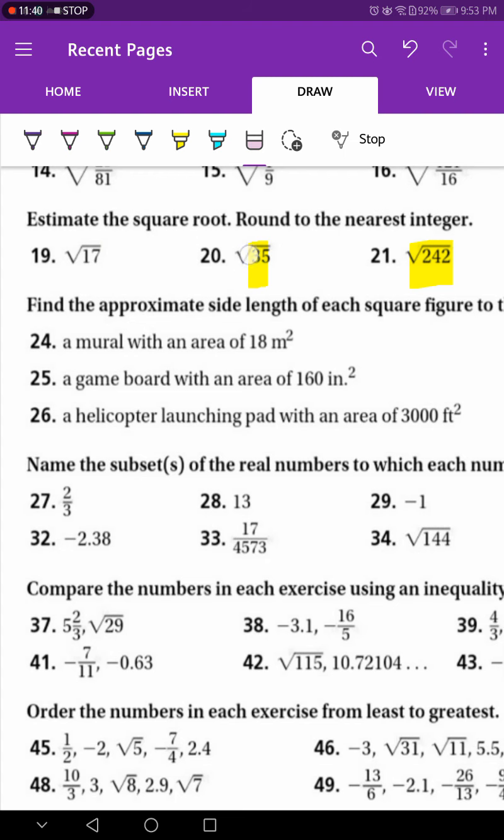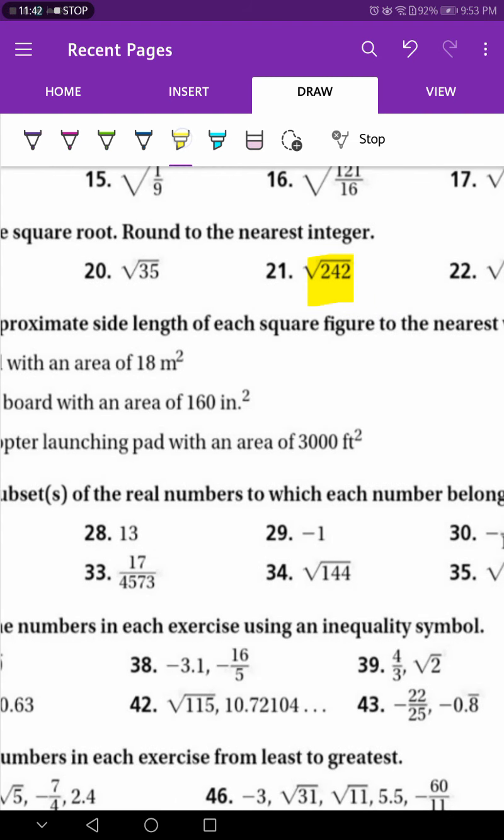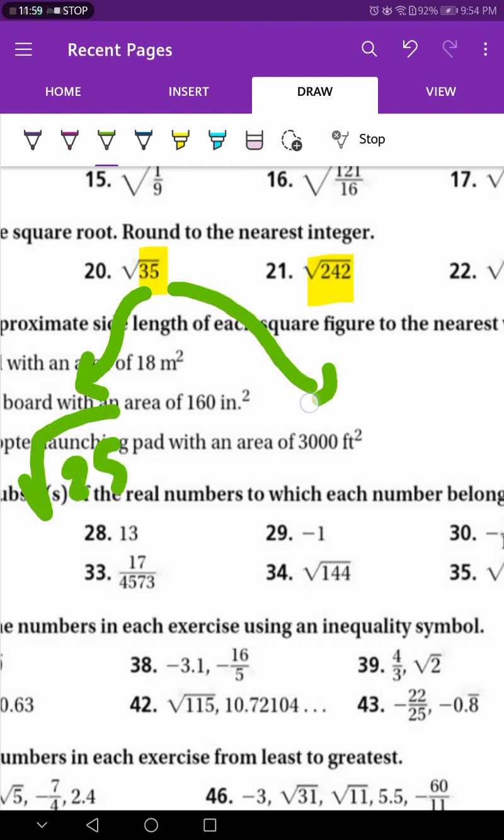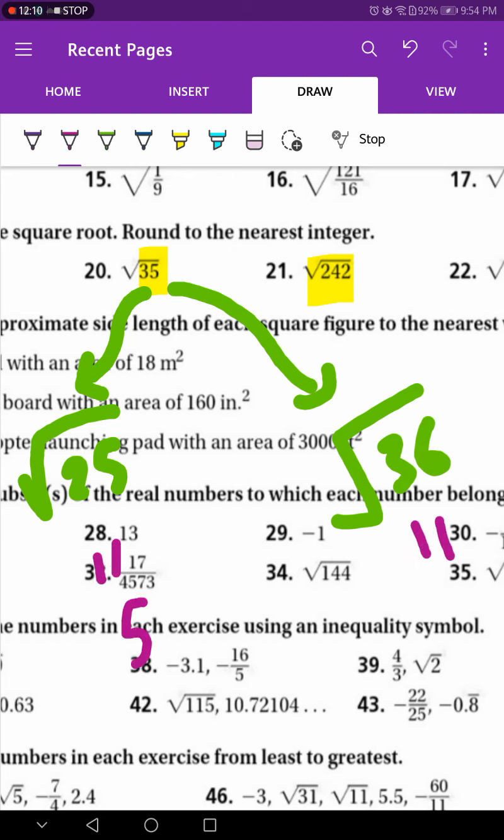Now let us move to 20. The square root of 35. As you know, it is not a perfect square. So I'm looking to estimate this square root of 35. So I'm looking for the perfect square that comes before 35. As you know, it is 25. And the one that comes after 35, which is for sure 36. And from here I have 5, and from here I have 6.